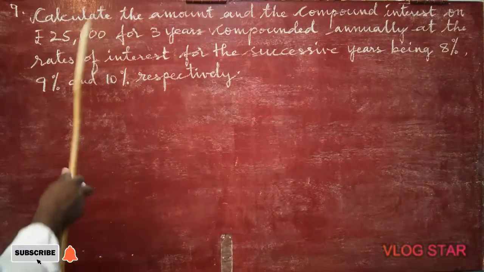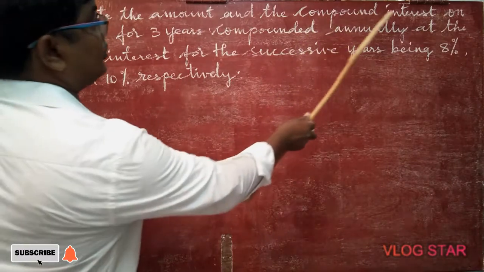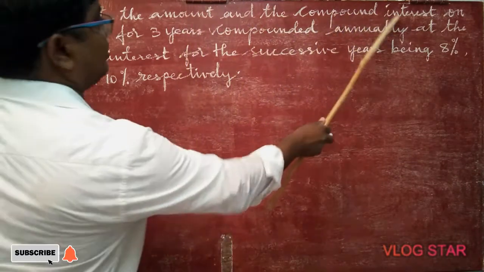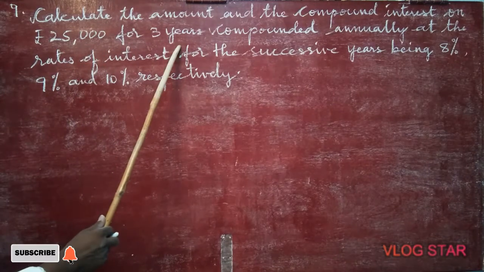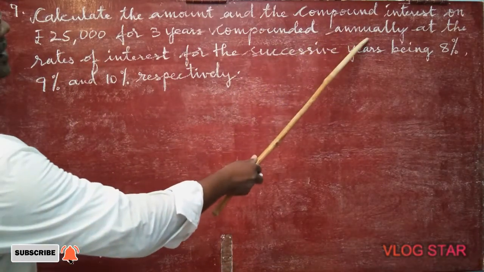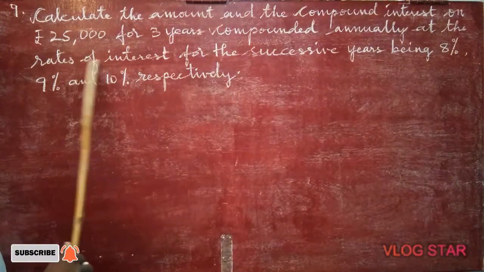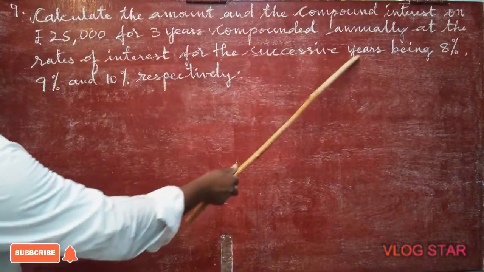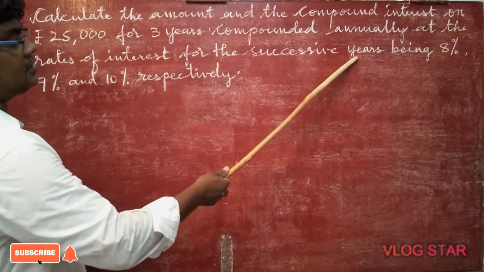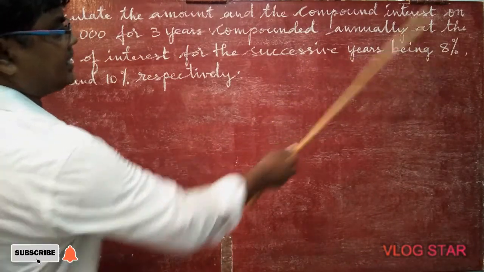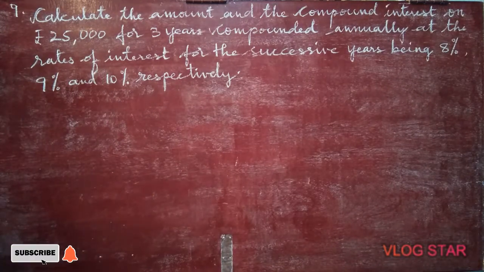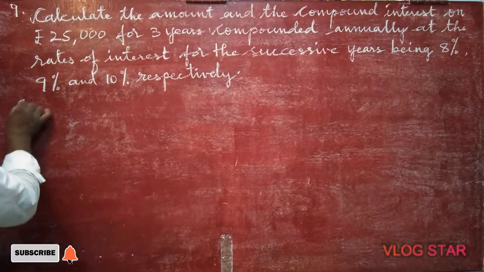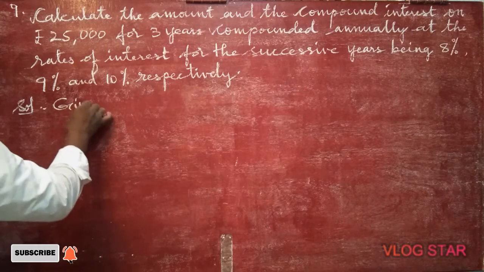Ninth problem. Calculate the amount and the compound interest on rupees 25,000 for 3 years, compounded annually, means every year. At the rates of interest they have given for successive years. Successive year means continuous years: first year, second year, third year. In first year 8%, second year 9%, third year 10%. The rate of interest is changing. So be careful. Solution given.